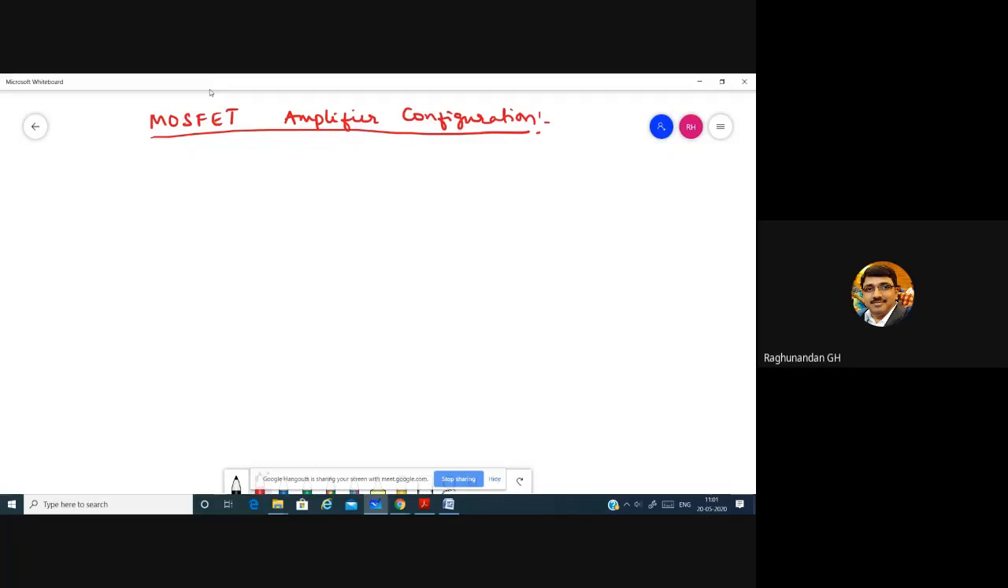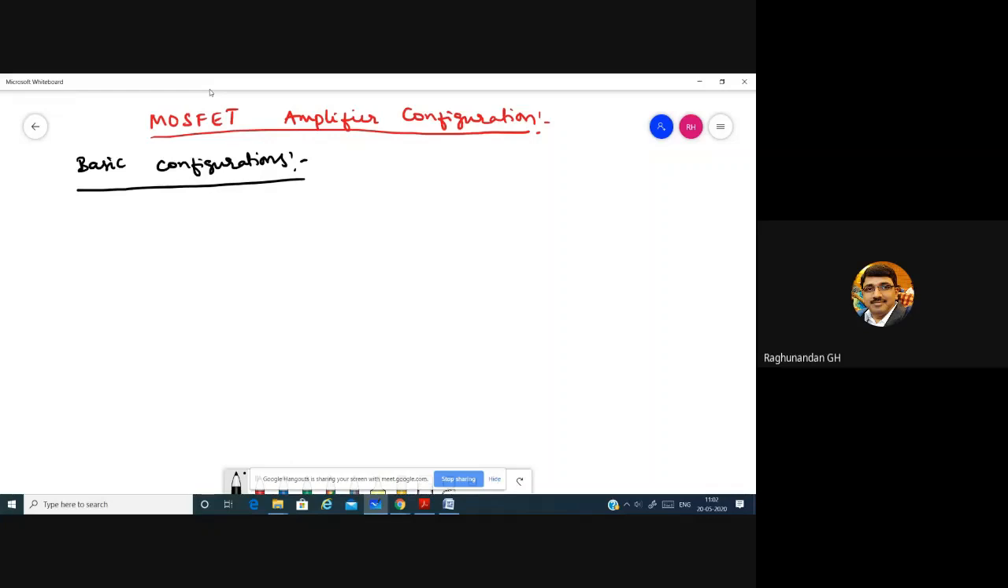Already we know how a MOSFET is constructed, how it works, and what the different types of MOSFET are. The D MOSFET, E MOSFET, and among those, again, N channel and P channel MOSFETs. But when it comes to the configuration, there are three types of basic configurations with respect to the MOSFET, as we have CE, CB, CC.